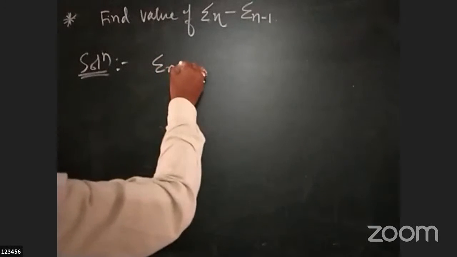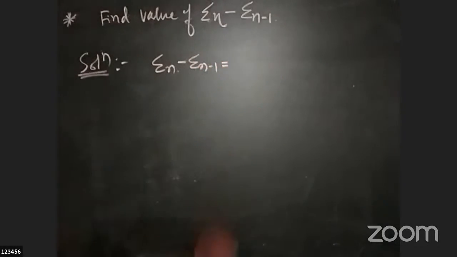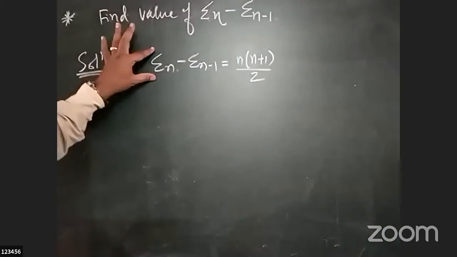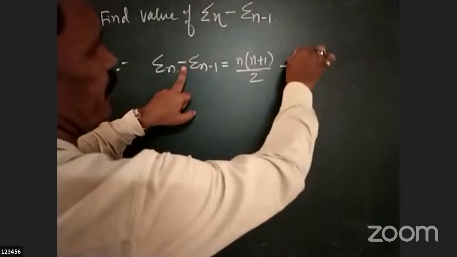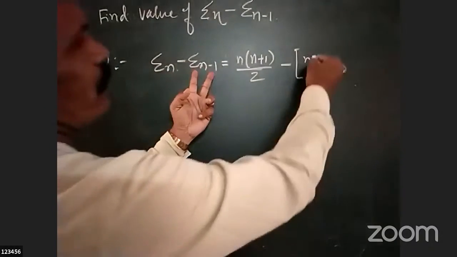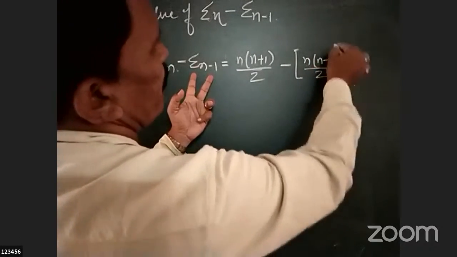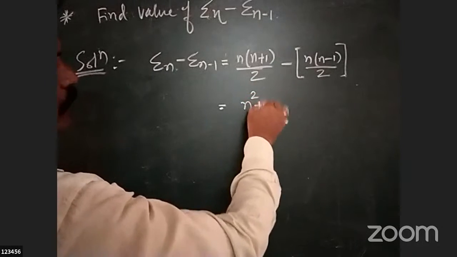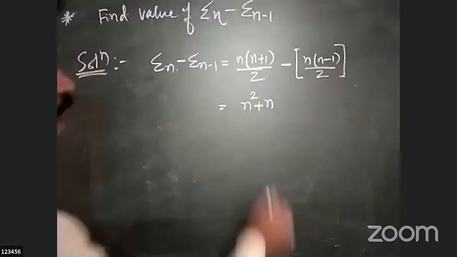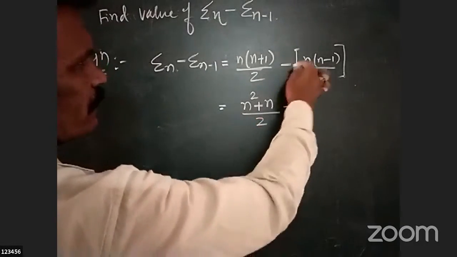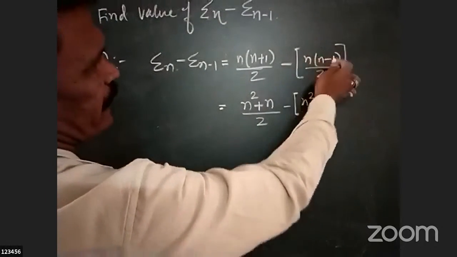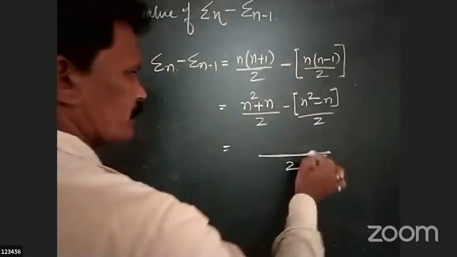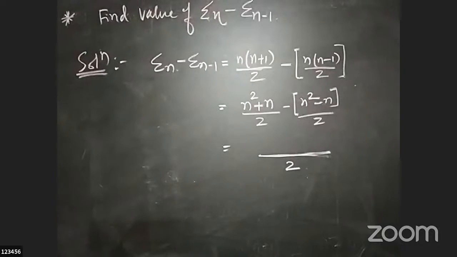Sigma n minus sigma n minus 1 is equal to. Sigma n means n into bracket n plus 1 by 2, minus sigma n minus 1, which implies n into n minus 1 divided by 2. That is equal to n into n plus 1, that is n square plus n, divided by 2, minus n into n minus 1, that is n square minus n, divided by 2. Both have the same denominator, so you take 2 as the LCM.